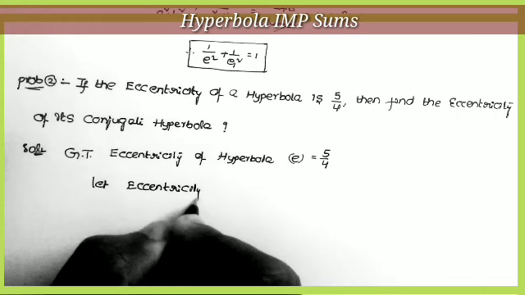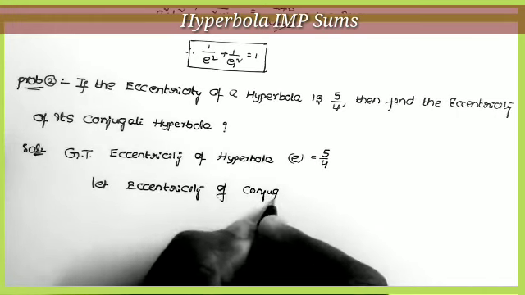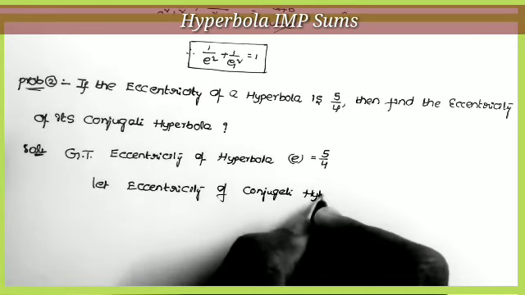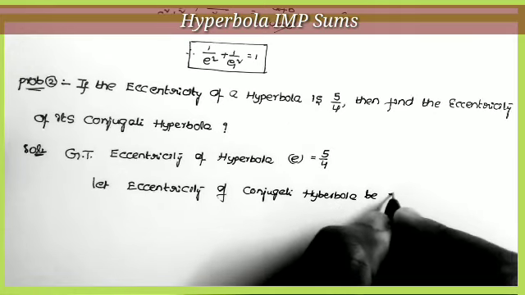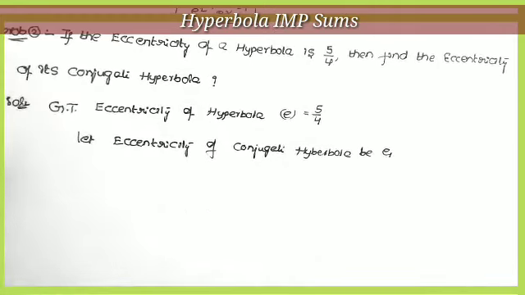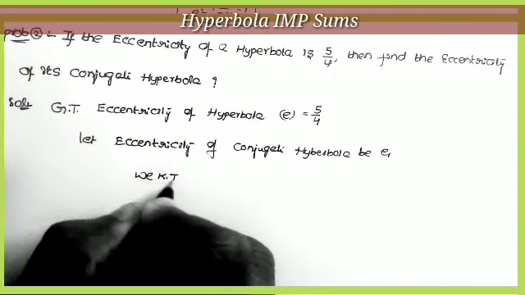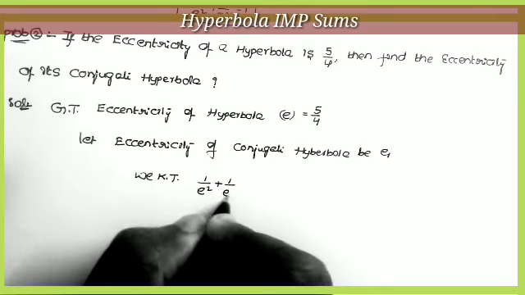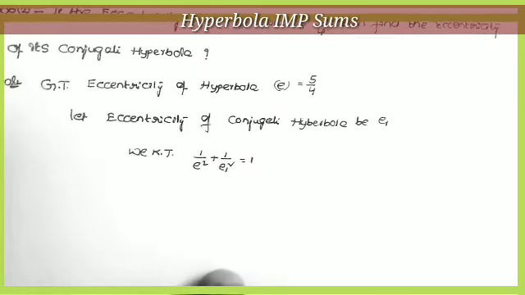Let e be the eccentricity of the hyperbola, and we have to find this value now. Let e1 be the eccentricity of the conjugate hyperbola. Now I am writing the relation between these two. We know that already, in the previous problem we proved this result: 1 by e square plus 1 by e1 square is equal to 1.